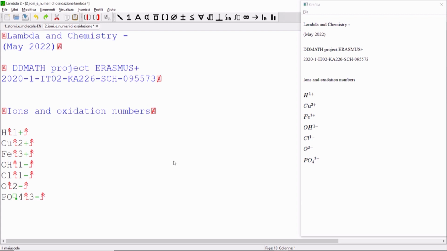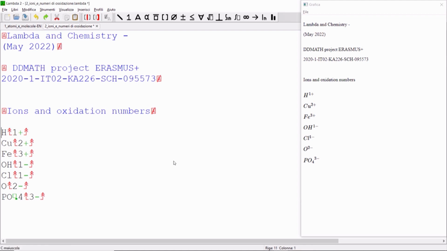For positive ions, you enter the power with compound exponent, and the positive charge value, followed by the plus symbol. Here are some examples. Hydrogen ion, H, open power with compound exponent, 1 plus, close power with compound exponent. The example has the oxidation number equal to +1.